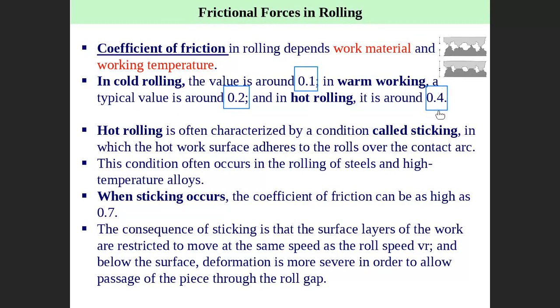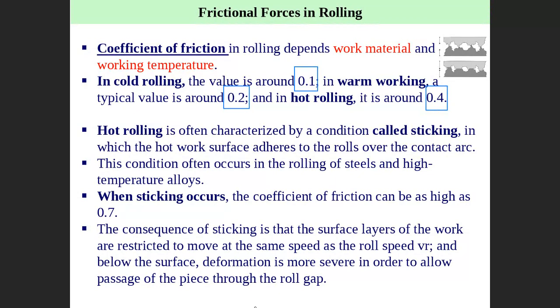However, in hot working, this becomes severe. You see that in hot working or hot rolling, it is 0.4. Sometimes if the temperature reaches a certain level, we get what we call sticking, and when we have sticking with higher pressure, the coefficient of friction increases sometimes to 0.7. When it is highly increased, severe damage happens in the workpiece.